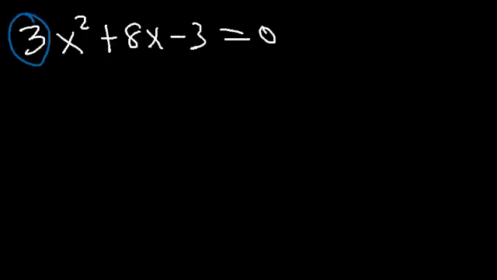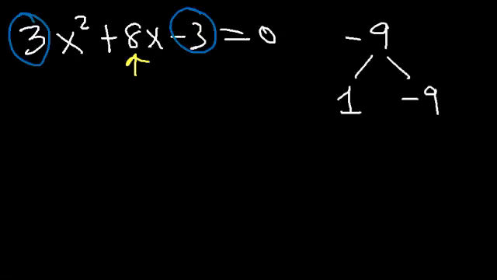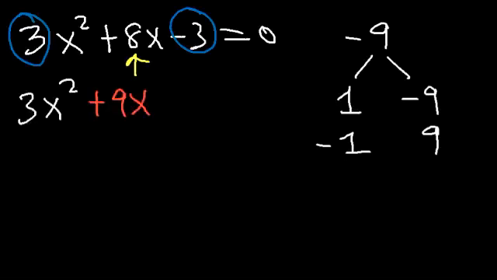So the first thing we're going to do, we're going to multiply the 3 times the negative 3. And that's going to give us negative 9. Now we need to find two numbers that multiply to negative 9 but add to 8. Since negative 9 differs from 8 by 1, we need 1 as one of our answers. So 1 and negative 9, that's going to add to negative 8, but negative 1 and 9, that's going to add to positive 8. So those are the numbers. So let's replace 8x with 9x and negative 1x.